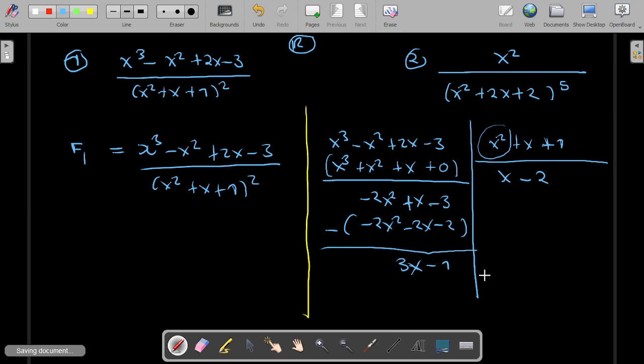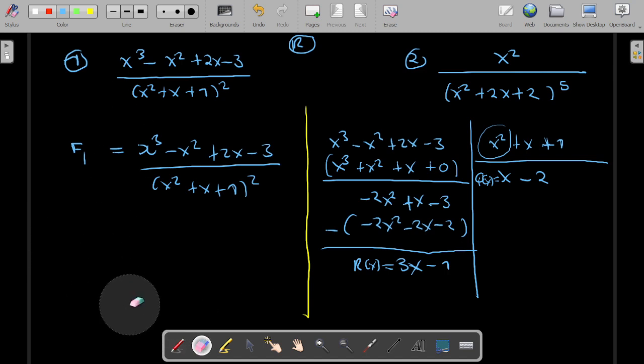So here we cannot continue dividing because we found a polynomial with degree less than the degree of the divisor. So this is going to be our r of x, and then this is going to be our most precious q of x, like so. And so what do we get here? We get that x to the power 3.